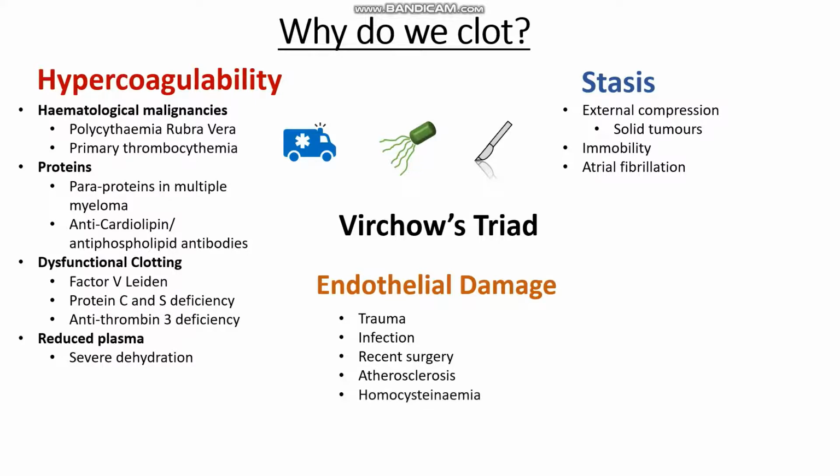And lastly, things like hyperhomocysteinemia, which is where we have too much homocysteine in the blood that goes around damaging our blood vessels. So now that we've seen why we clot so much, how does this fit in with the thrombophilias? And when do we even look for a thrombophilia?